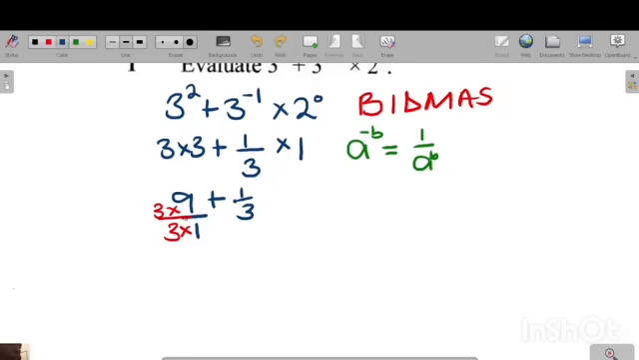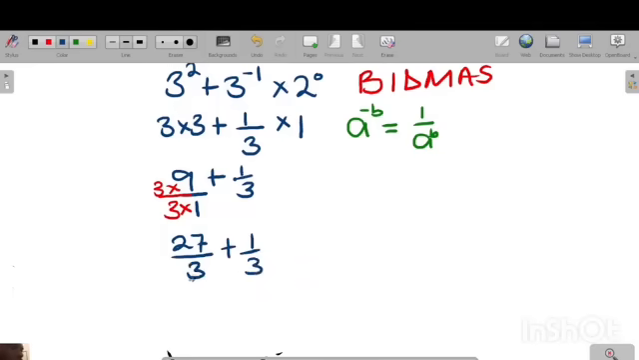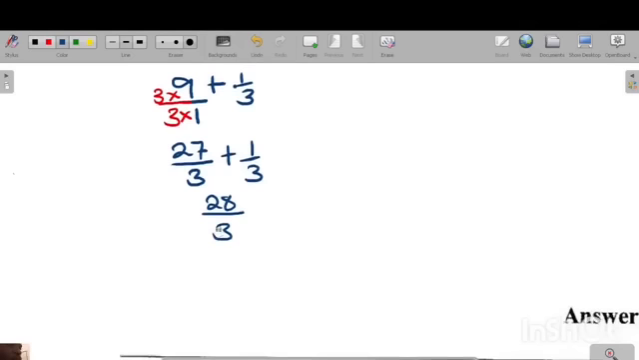So 3 times 9 is 27 over 3 times 1 which is 3, plus 1 over 3. Now, because the denominators are the same, these two fractions can be added directly. We keep the denominator 3, then 27 plus 1 is 28. 28 divided by 3 is 9 remainder 1, so 9 and 1 over 3. This is the answer.